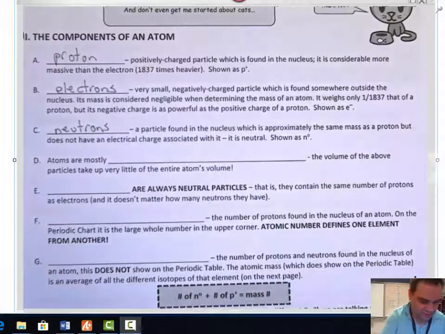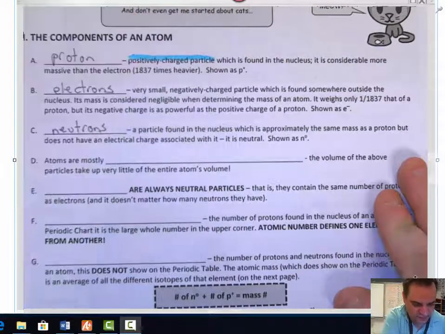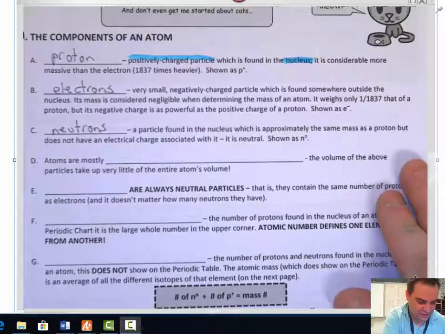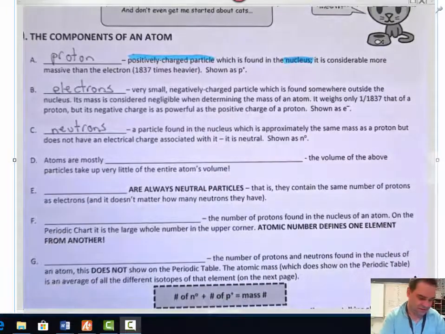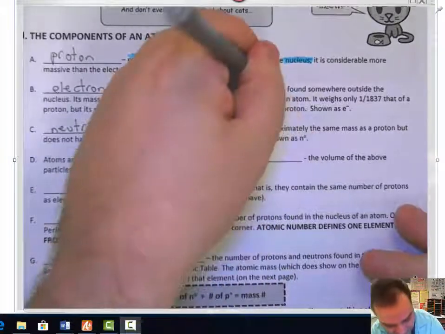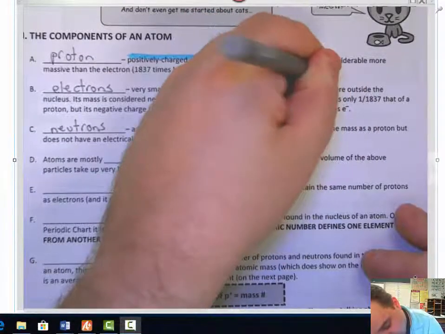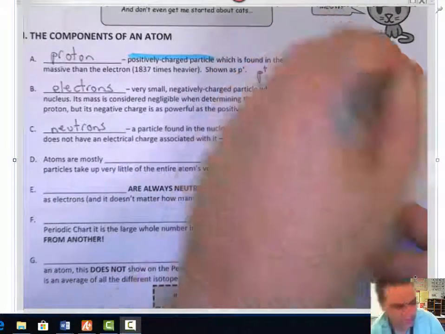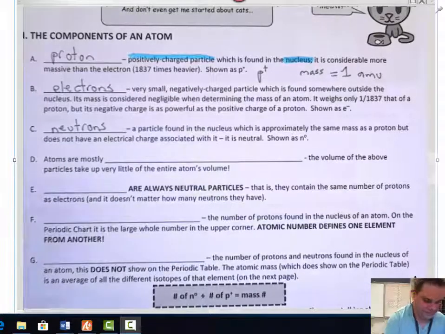Protons are positively charged particles. They are found in the nucleus. They are more massive than an electron, and the symbol we use for them is P positive. The mass is considered to be 1 AMU, atomic mass unit. Found in the nucleus.